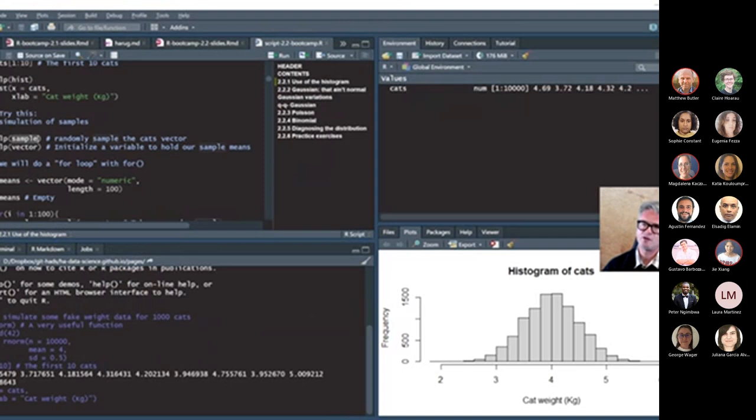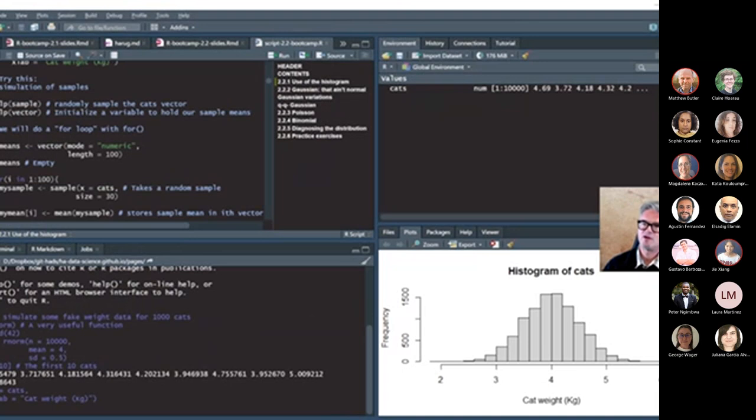And to do it, I use the sample function, which just randomly samples numbers, and you can exploit it to sample the addresses, the index values for a vector. And then I also use the vector function to create a vector. We have used that before this one in the bootcamp.